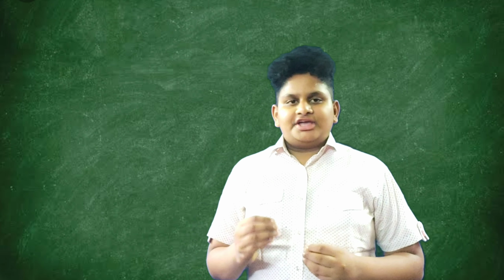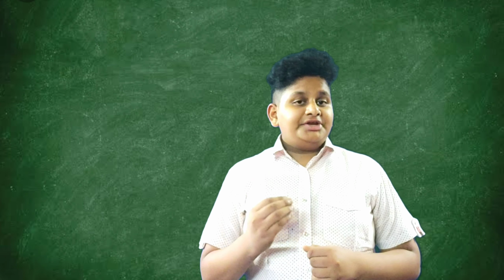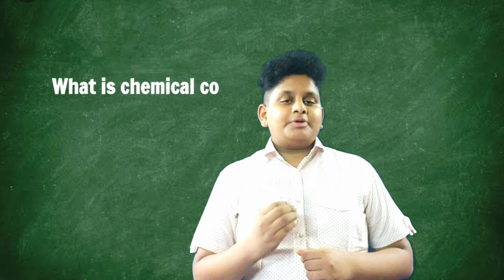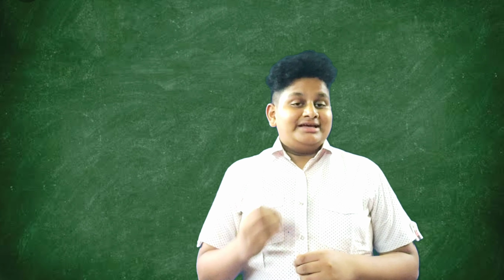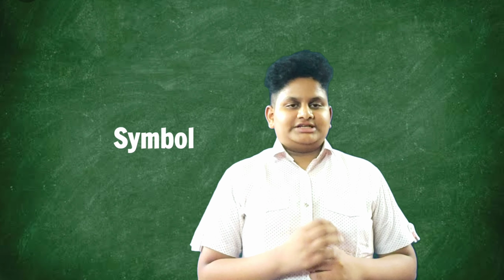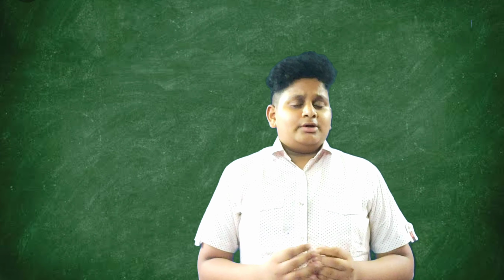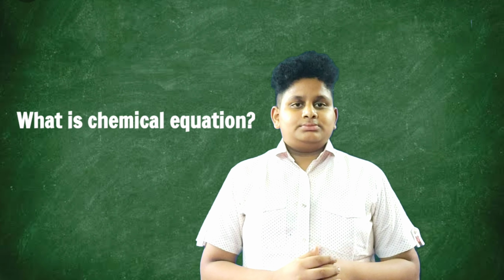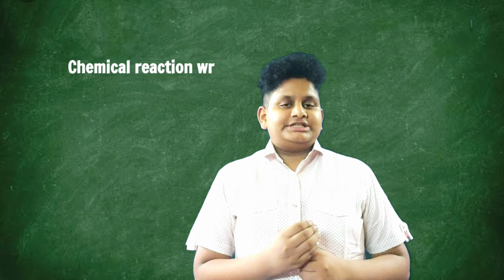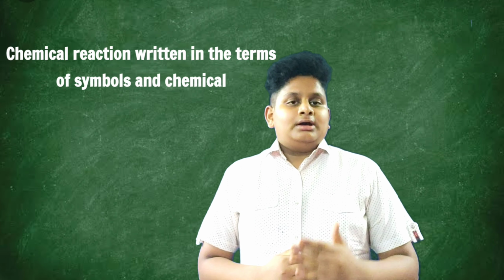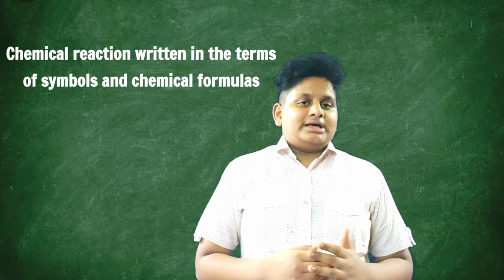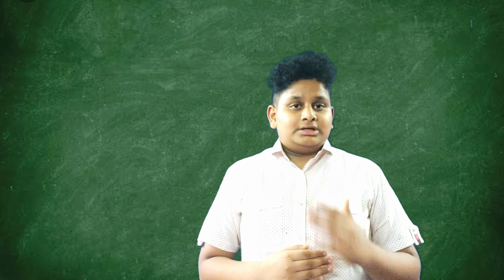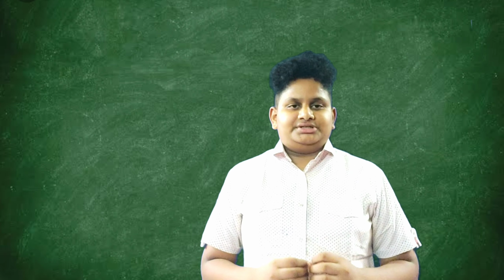Here is a small tricky question for you. Can you tell me what the code for a chemical reaction is? That's it. Symbols are the code for a chemical reaction. Now let us see what a chemical equation is. If the chemical reaction is written in terms of symbols and formulas, then it is known as a chemical equation. It is quite the opposite of a word equation.